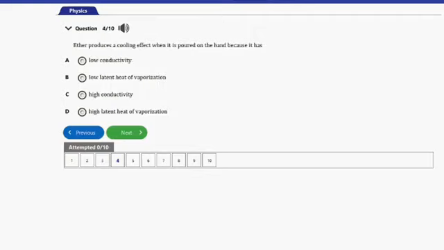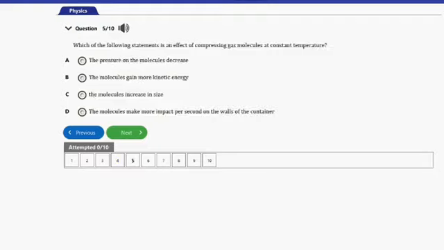It says, ether produces a cooling effect when it is poured on the hand because it has A. Low conductivity, B. Low latent heat of vaporization, C. High conductivity, and D. High latent heat of vaporization. The answer to this question is option B, that's low latent heat of vaporization. So let's go ahead and consider the next question. That's question number 5.